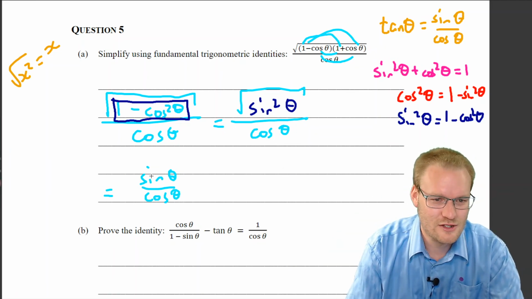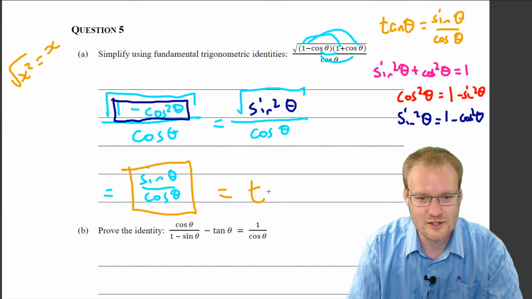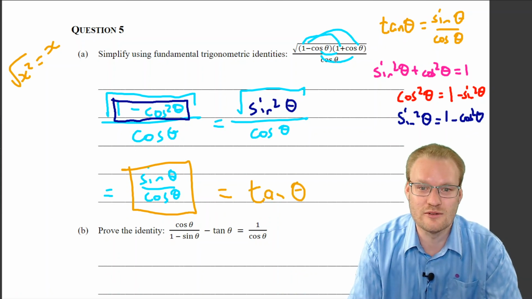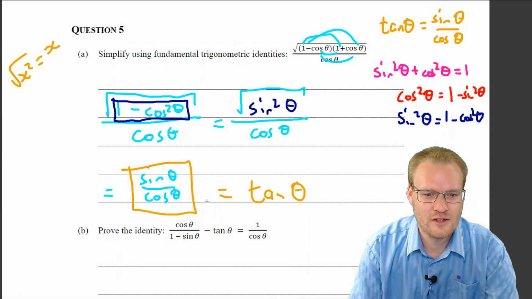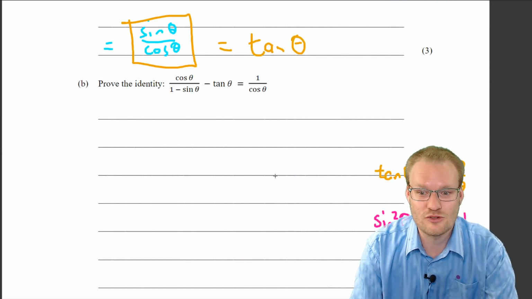Because doesn't this look like one of our identities up here? Well, yeah, there it is. So you can say tan theta. Now there's a restriction on this that cos theta can't equal 0, but it doesn't ask explicitly for the restriction, so we don't need it. Okay, we'll move on to question B in the next video and have the same trig identities ready to go there.